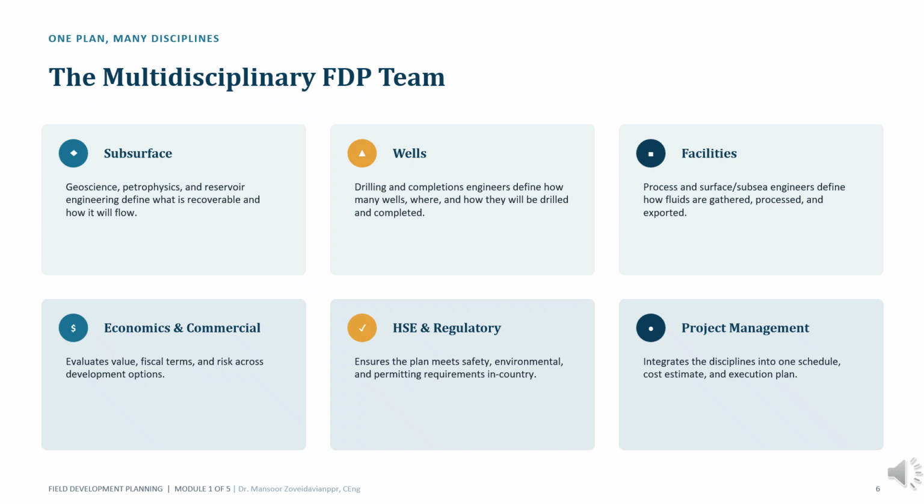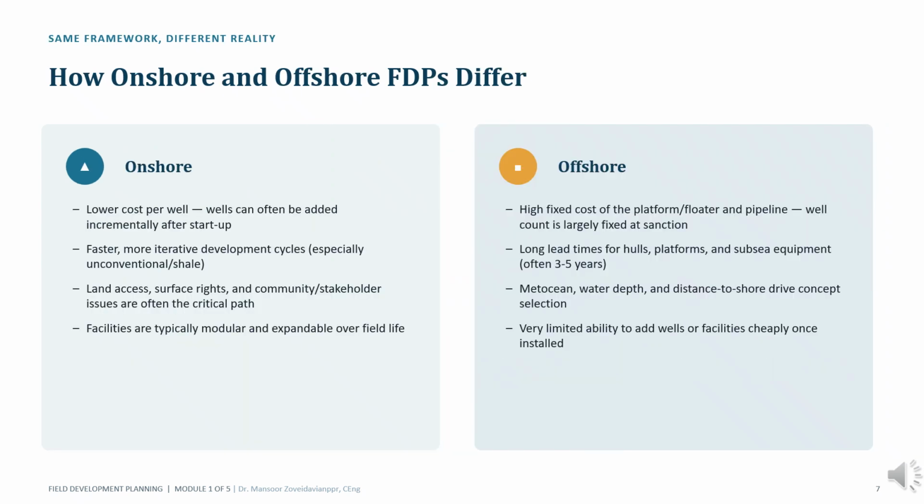The economics and commercial team evaluates value, fiscal terms, and commercial viability. The HSE and regulatory team ensures compliance with safety, environmental, and permitting requirements. Finally, project management integrates all these contributions into a single schedule, cost estimate, and execution plan. The key message is that the FDP belongs to everyone. Success depends less on the strength of individual disciplines and more on how effectively those disciplines are integrated into one coherent development strategy.